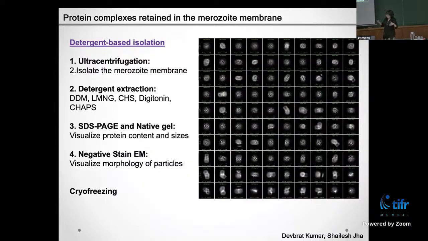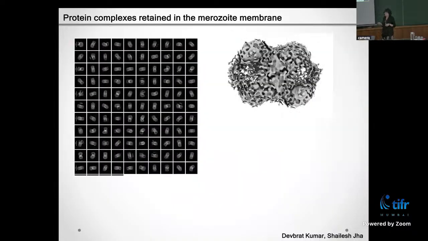However, we extracted the protein from the membrane. So again, first isolation of the merozoite membrane, followed by detergent extraction. Now here we used different types of detergents in different combinations and concentrations to see what would give us the highest amount of extracted protein at high molecular weights. So we used DDM, LMNG, CHS, digitonin, CHAPS, etc., SDS, and visualized them in terms of the content and sizes. And then again, negative stain EM and cryo-EM. And so this is something that we are doing as of now.